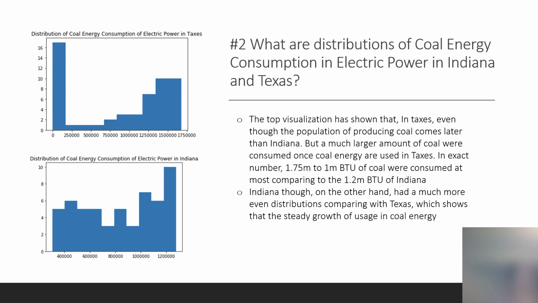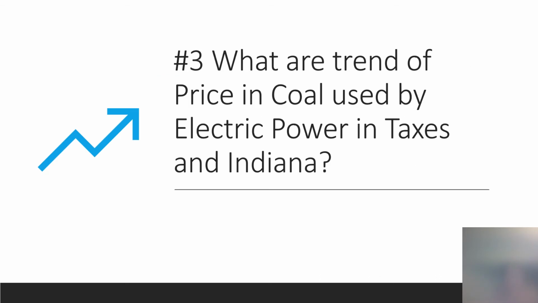Indiana, on the other hand, had a much more even distribution compared with Texas, which showed a steady growth of usage in coal energy. The third and last question. What are the trends of price in coal used by electric power in Texas and Indiana?